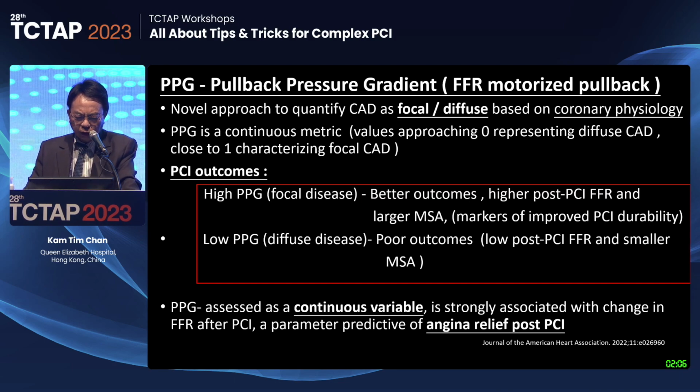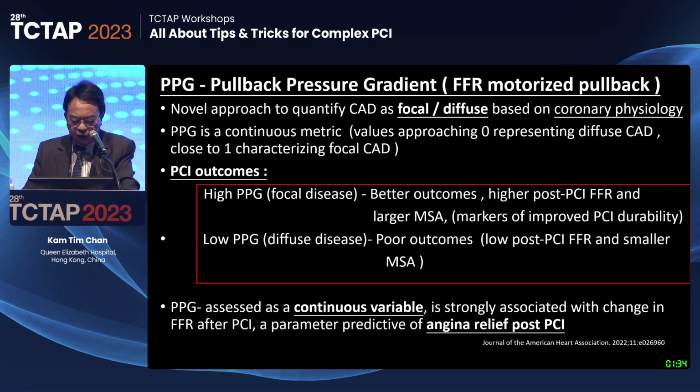And this pullback pressure gradient is a novel approach to quantify CAD as focal or diffuse. The pullback pressure gradient is a continuous metric, where approaching 0 represents diffuse disease, and close to 1 characterizes focal disease. And they also illustrated differences in PCI outcome. For those focal diseases with a high pullback gradient, which confer a better outcome, higher post-PCI FFR, and larger MSA, which are all markers of improved PCI durability.